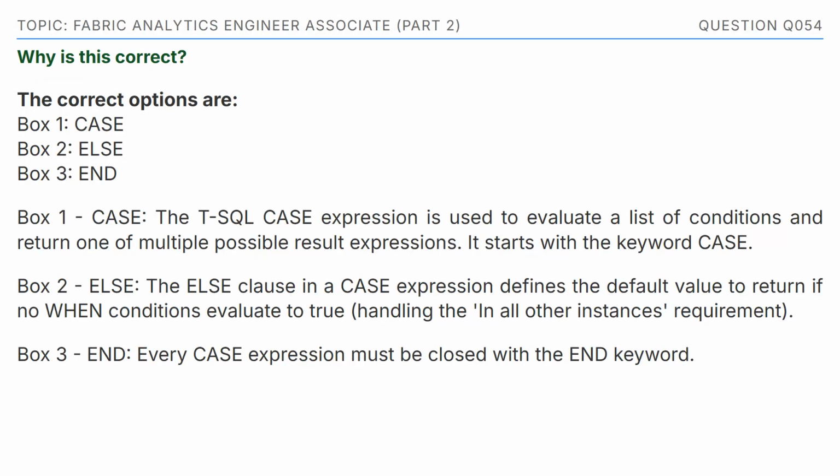The correct options are Box 1, CASE; Box 2, ELSE; Box 3, END. Why are these options correct? Because Box 1, CASE: the T-SQL CASE expression is used to evaluate a list of conditions and return one of multiple possible result expressions. It starts with the keyword CASE.